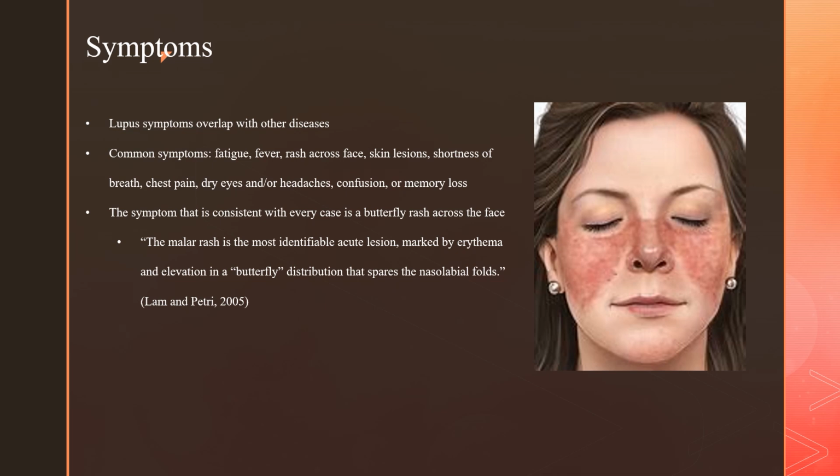The common symptoms of lupus are fatigue, rash across the face, which is pictured on the right, skin lesions, shortness of breath, chest pain, dry eyes, headaches, confusion, or memory loss. The symptom that is consistent with every case of lupus is a butterfly rash across the face. The malar rash is the most identifiable acute lesion, marked by erythema and elevation in a butterfly distribution that spares the nasolabial folds.